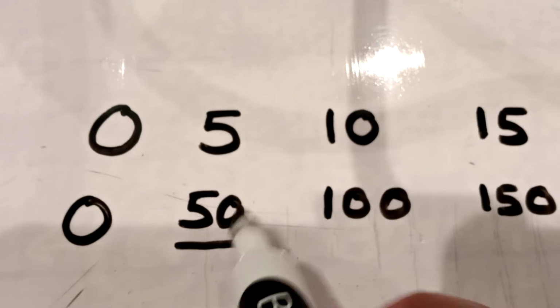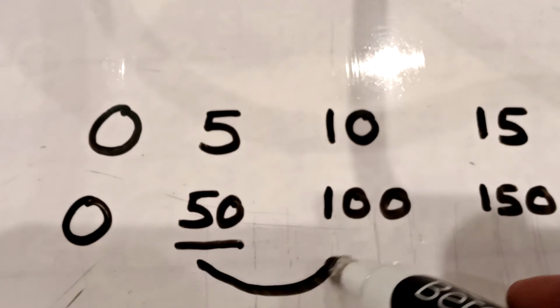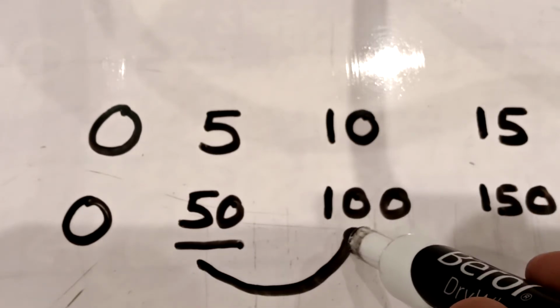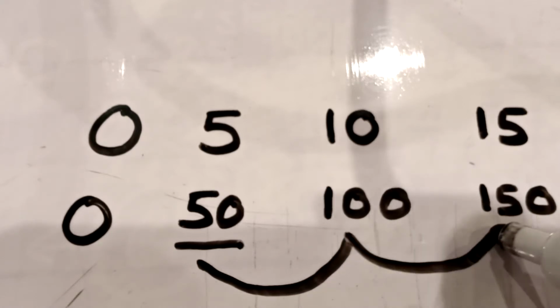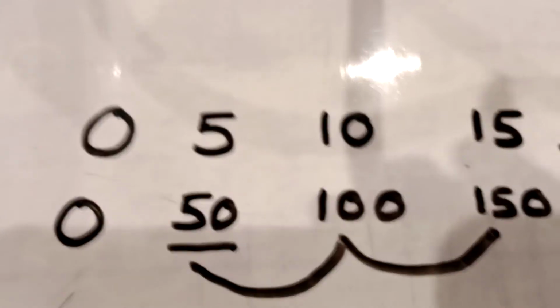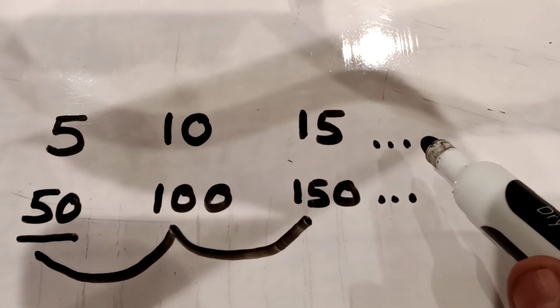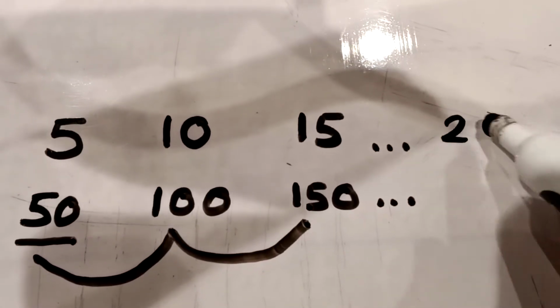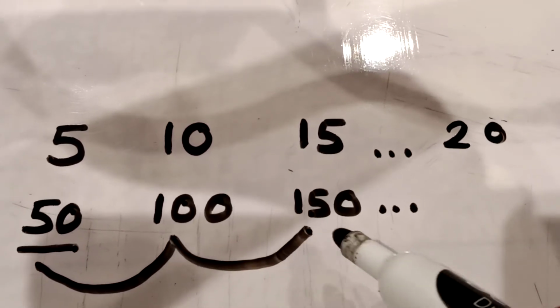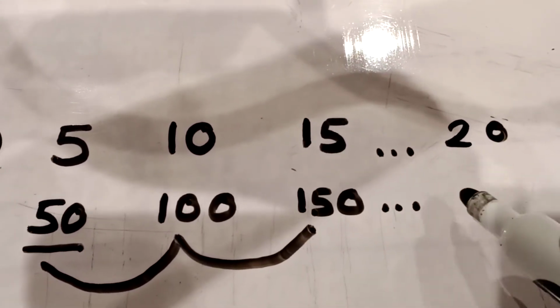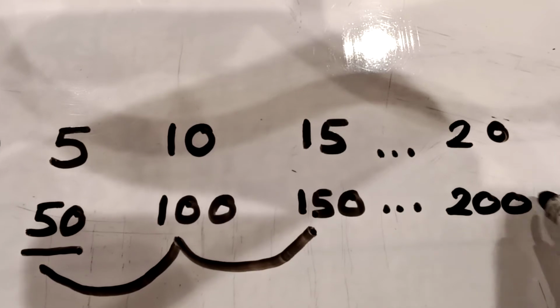So I'd like you now to skip count in 50s, so 50, 100, 150, what would come next? Well, what comes after 15? Was it 20, wasn't it? 5, 10, 15, 20. So it would be 50, 100, 150, 200.